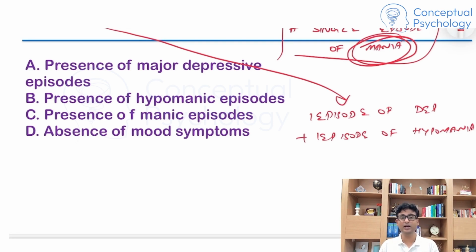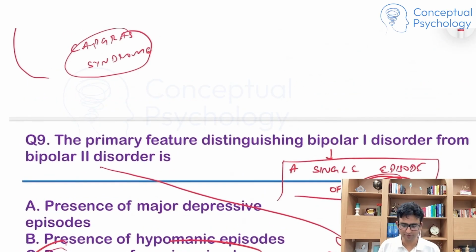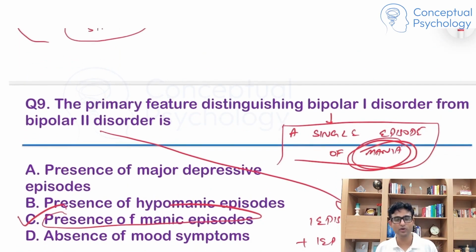But in bipolar 2, we cannot have episodes of mania. If a patient who has been diagnosed with bipolar 2 develops an episode of mania later on, the moment he develops a manic episode, the diagnosis will shift from bipolar 2 to bipolar 1. So, presence of a manic episode is what differentiates bipolar 1 from bipolar 2.